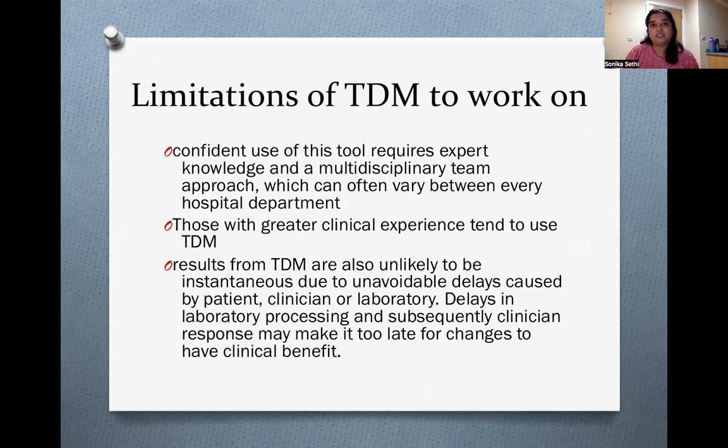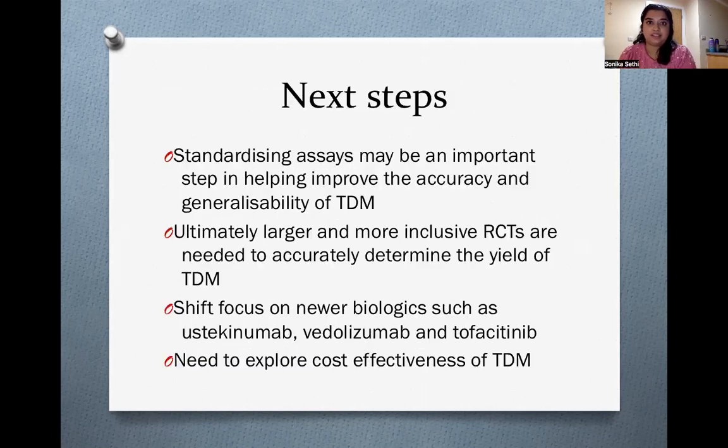We also find that the results of TDM are unlikely to be instantaneous due to unavoidable delays by the patient getting their bloods done, clinicians checking those results, and then the lab processing them. These delays can sometimes make it too late for those changes to have the clinical effect that they are intended to have. A way of overcoming that could be the new point of care tests that are being developed for TDM and assays for that.